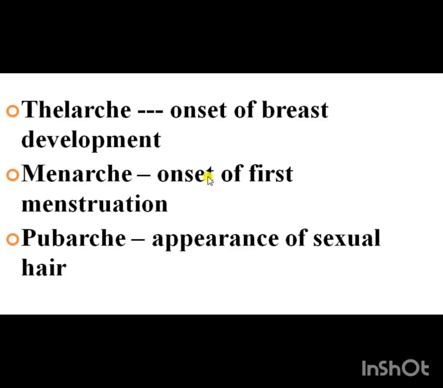What is menarche? It is the onset of first menstruation. It is a last sign of the pubertal development. What is pubarche? It is the appearance of the sexual hair.